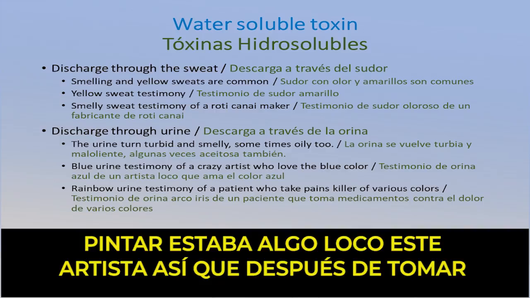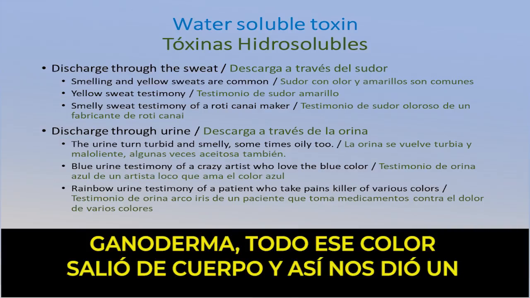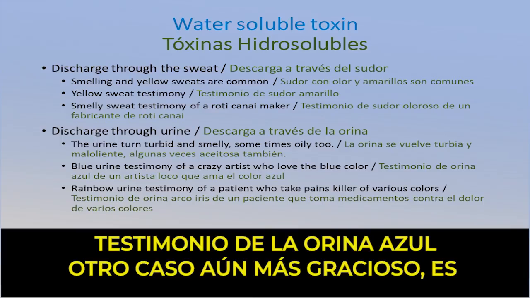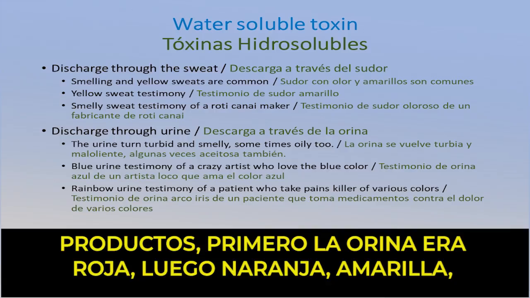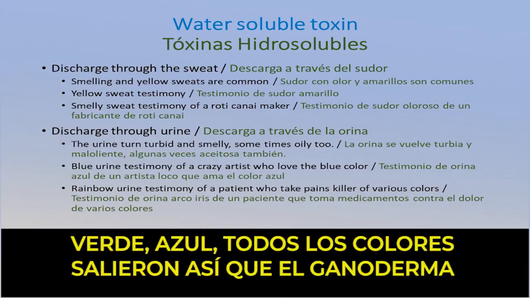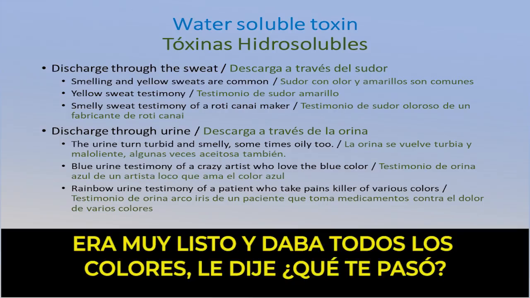So after taking Ganoterapia, all the color came out from the body. Then we have a testimony of blue urine. Then another case is even more funny, the rainbow urine. When you take the products, first the urine is reddish in color, and then orange, yellow, green, blue, you name it, all the colors of the urine come out one by one. So I think our Ganoterapia is very clever, it can sort out all the colors.